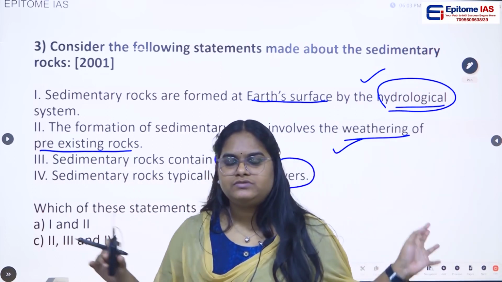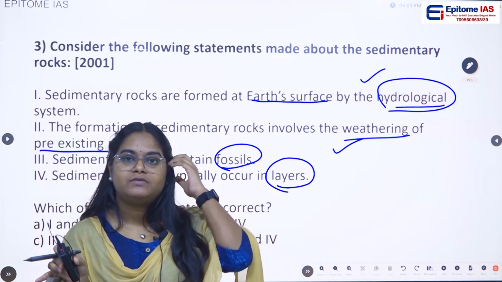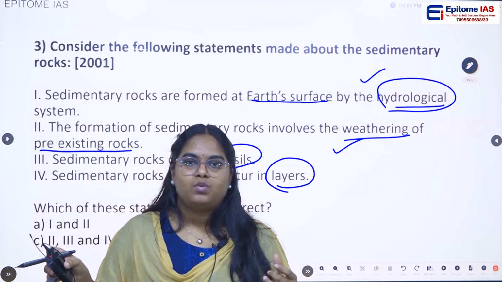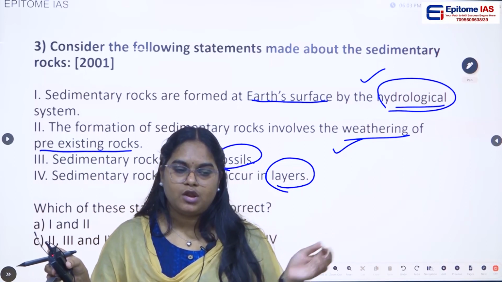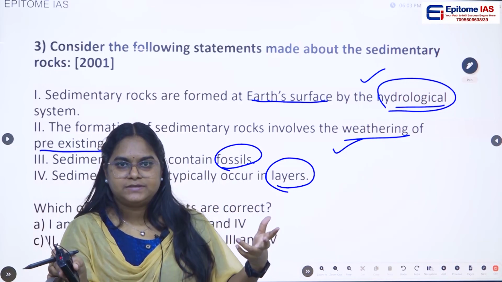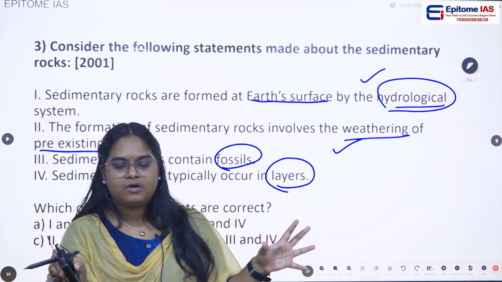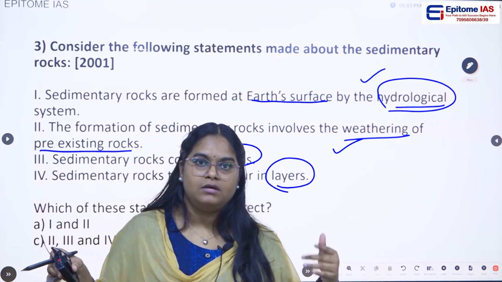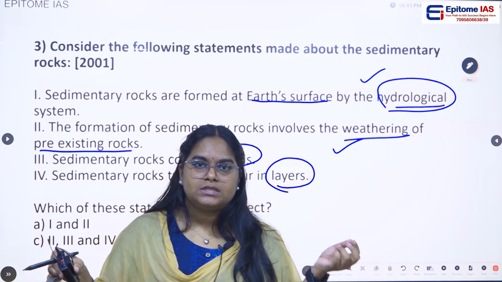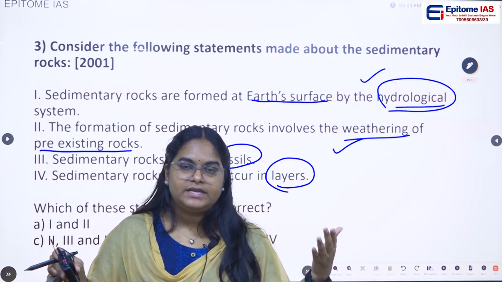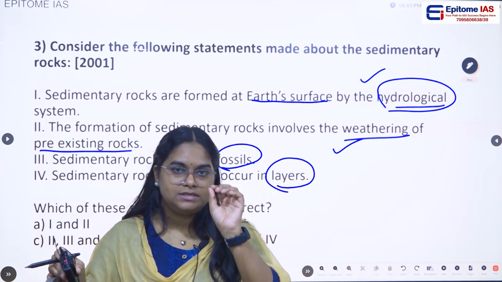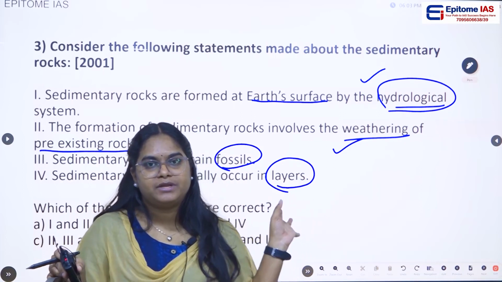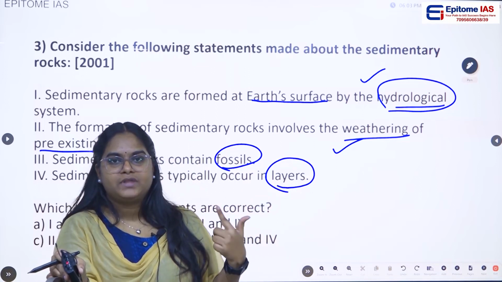Okay. Then the third statement is: sedimentary rocks contain fossils. Is that true? Just now we were talking about sedimentary rocks, and one type of sedimentary rock is the organically formed sedimentary rock. So what is this? Along with the sediments of minerals, there are organic things like plants, animals, corals, or any marine organisms. After they die, the small particles of these organic things mix with the mineral sediments, and they form a rock.